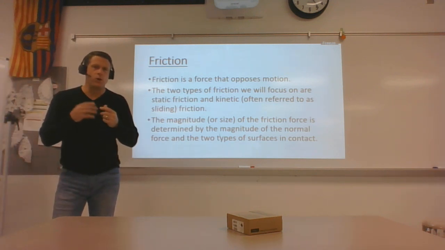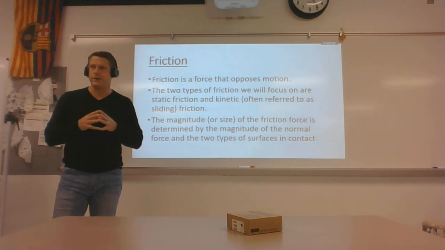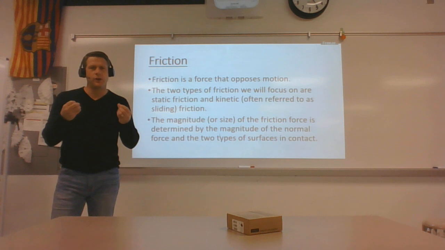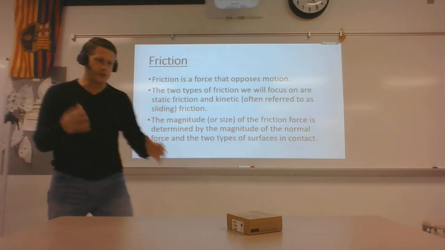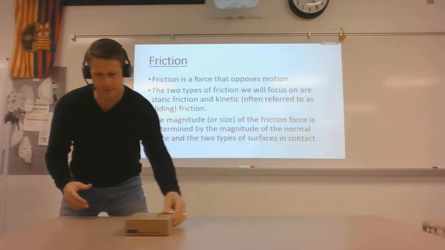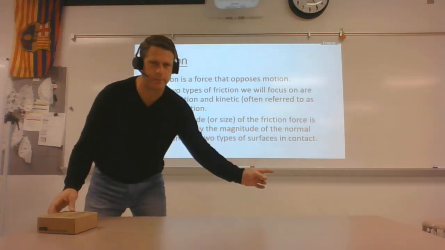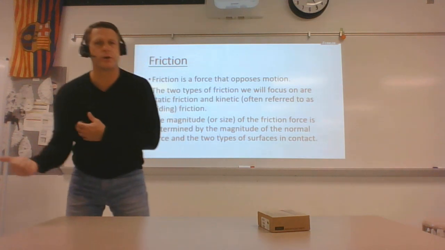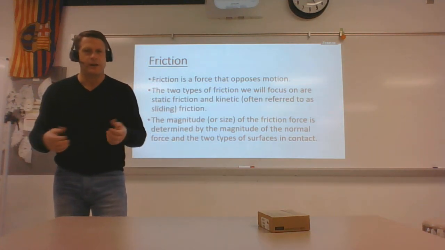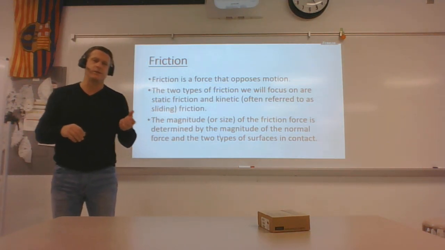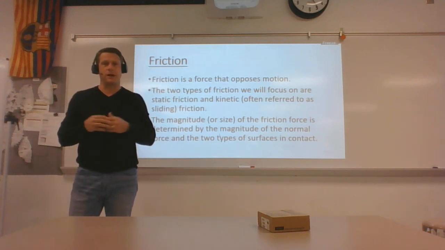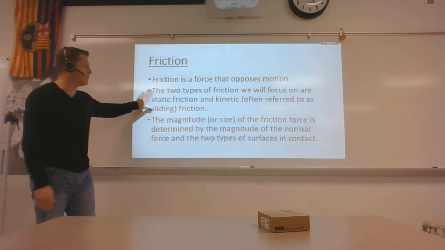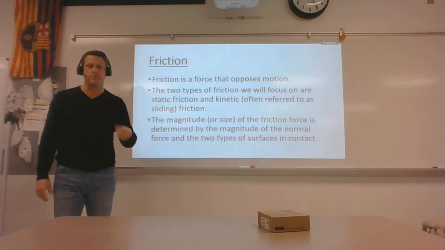When we draw a force diagram with respect to friction, friction is always opposing motion. So if we're talking about this box, and the box moves in this direction, then friction is going to point in that direction. If the box is moving in this direction, then friction is going to point in that direction. That's relatively straightforward and simple. Obviously, it gets a little bit more complicated as we progress, and it's going to get more complicated right away when we talk about the two different types of friction.